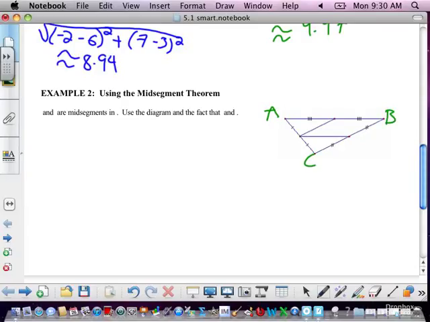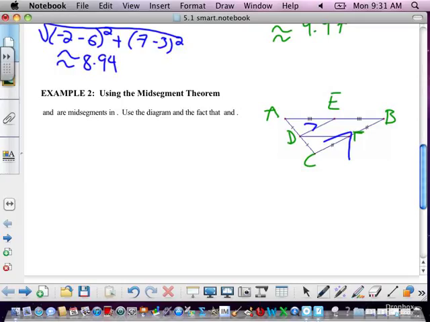B, C, D, E, F. Okay. ED and DF are midsegments. So what do we know that means about them being midsegments? We know they're supposed to be parallel to their opposite side. So DE is parallel to what? To CB. Yep, this whole thing.